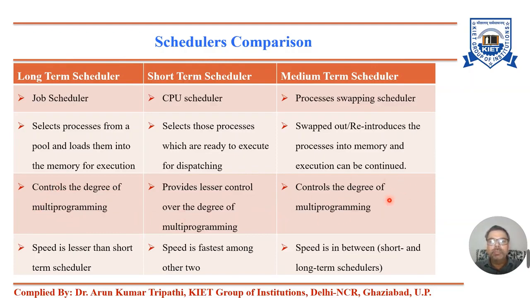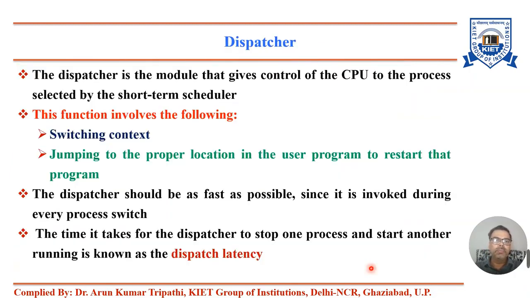The long-term scheduler also controls the degree of multiprogramming, but it has very little control over it. Its speed is lower because once a process is brought into main memory, the CPU scheduler is responsible for handing over the process to the processor again and again. That's why the CPU scheduler is faster among these, and the medium-term scheduler's speed is in between the long-term scheduler and the short-term scheduler. Now coming to the dispatcher.